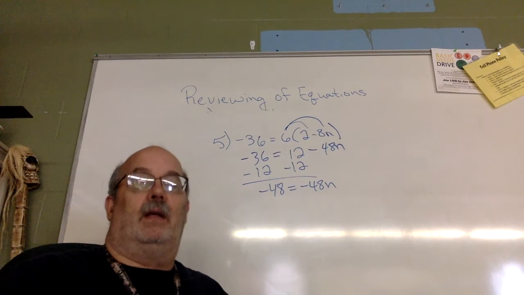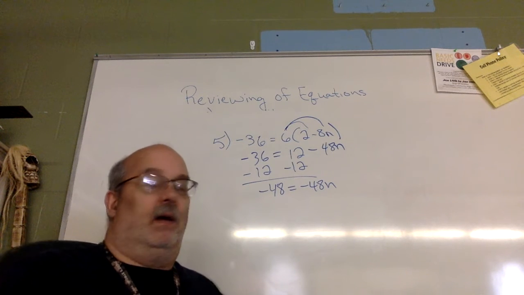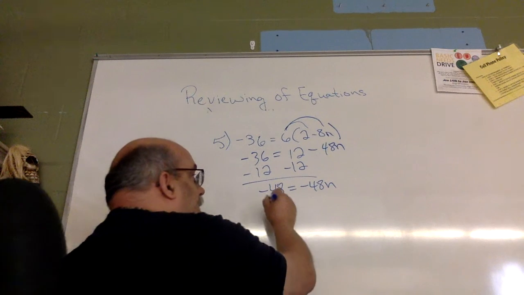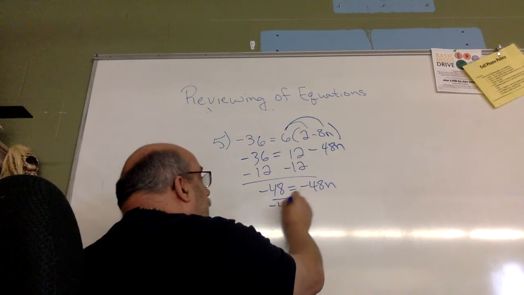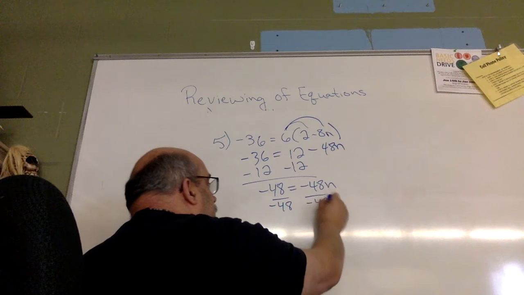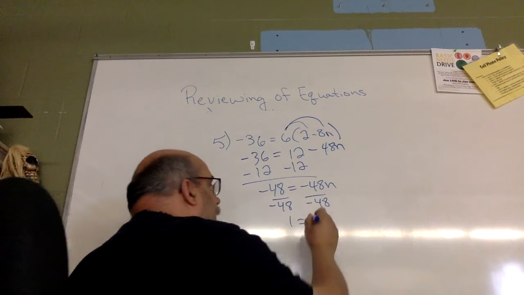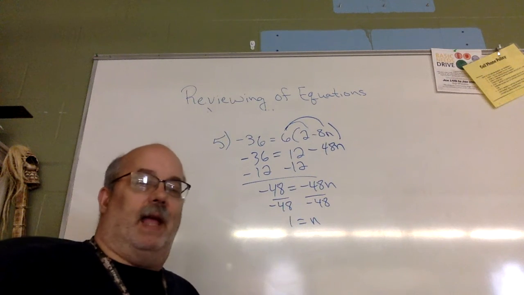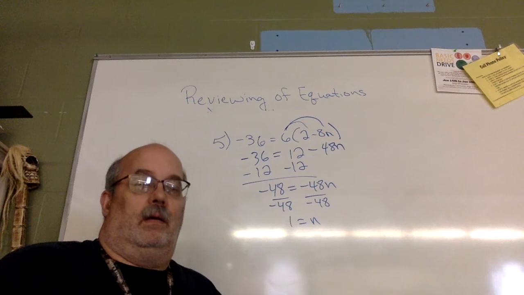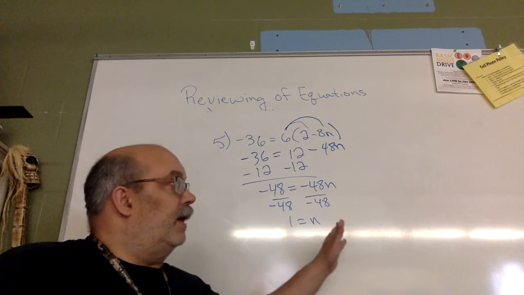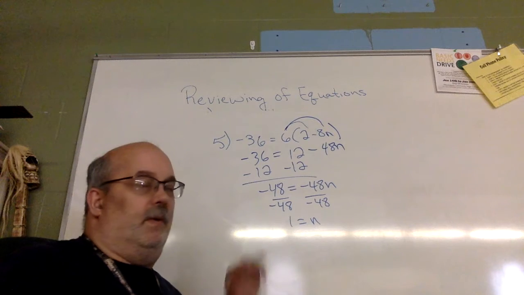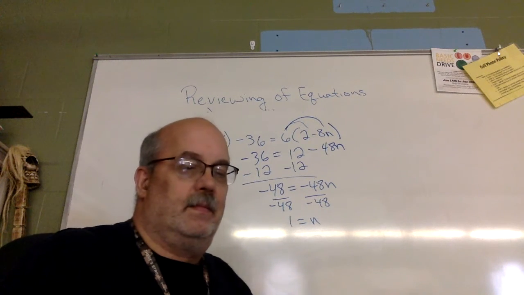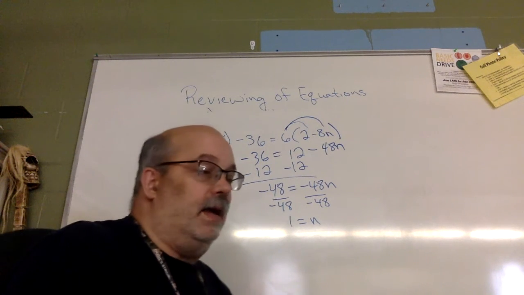Third step, divide or multiply. So we're going to divide by negative 48. We get 1 is equal to n. We have a variable on the right side, a number on the left. Our next problem.